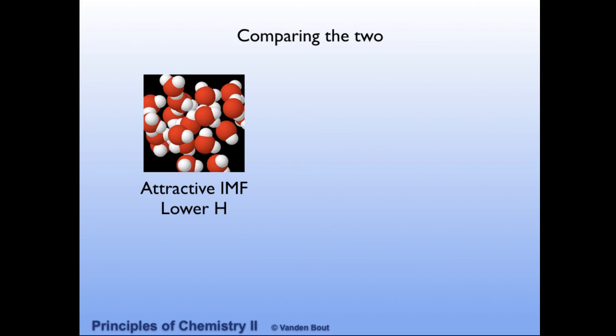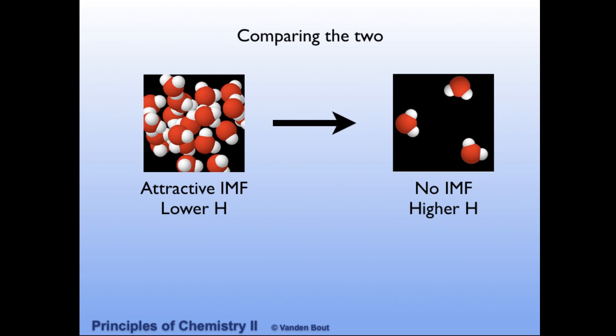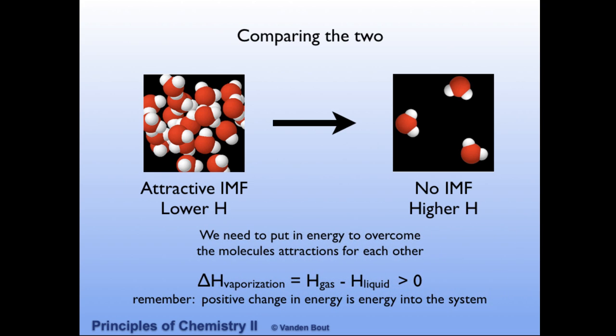So comparing the two, we have molecules close together, attractive intermolecular forces, that's going to give low enthalpy, or molecules far apart, essentially no interactions, and that's going to be high enthalpy. If we look at this change, this would be the change which we would call the enthalpy of vaporization, starting from the liquid going to the gas. That change is then going to be the difference between the final state, the enthalpy of the gas, and the initial state, the enthalpy of the liquid.